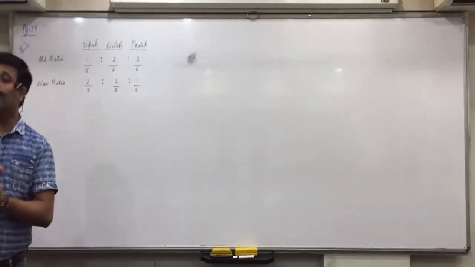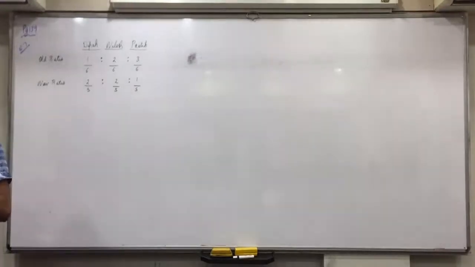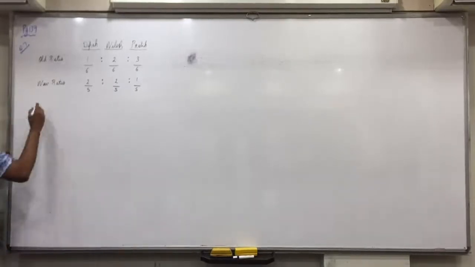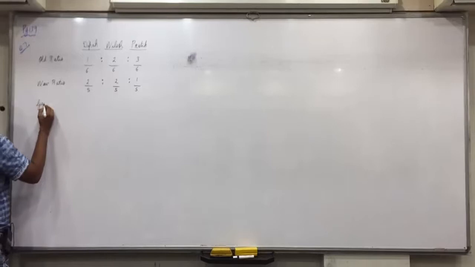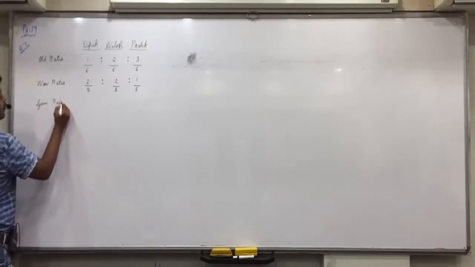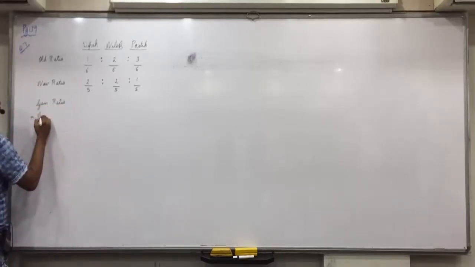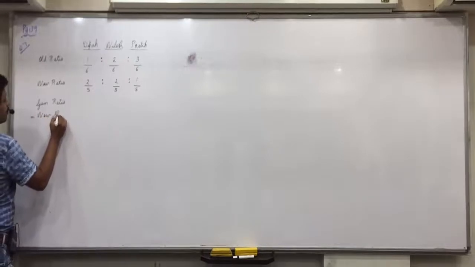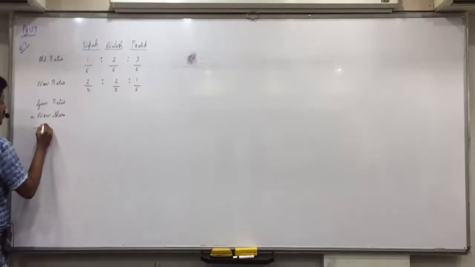NR minus OR. What is NR? New ratio minus. We'll write new share. Okay? New share minus old share. All of it down. Gain ratio is equal to new share minus old share.